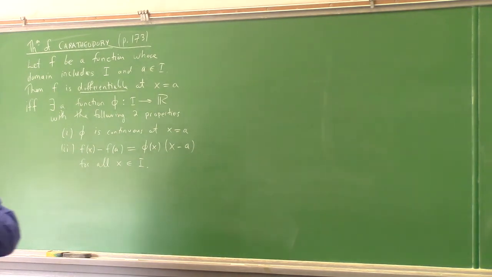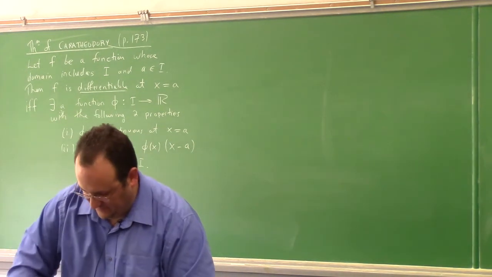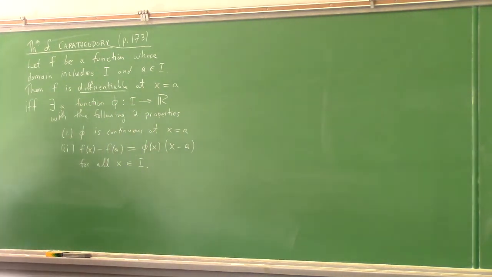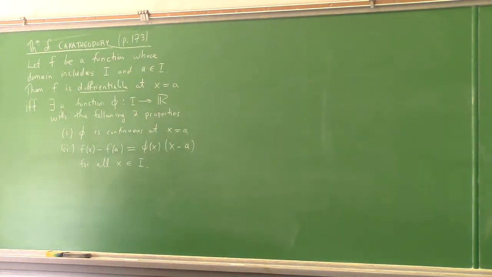So let me try to explain what this theorem is saying and why I think it's interesting. IFF is if and only if. Logically, that means the expressions before and after are equivalent. I can either state that f is differentiable at the point, or that f has this function phi with these two properties. So the existence of a function phi on an interval I like that is equivalent to differentiability.